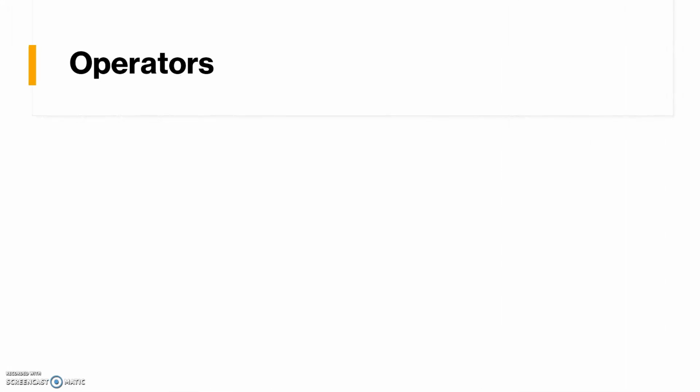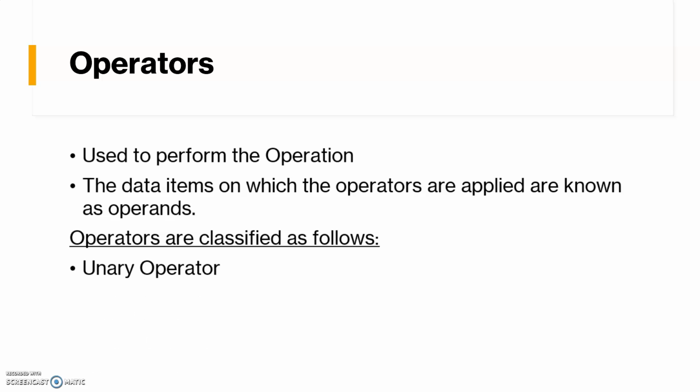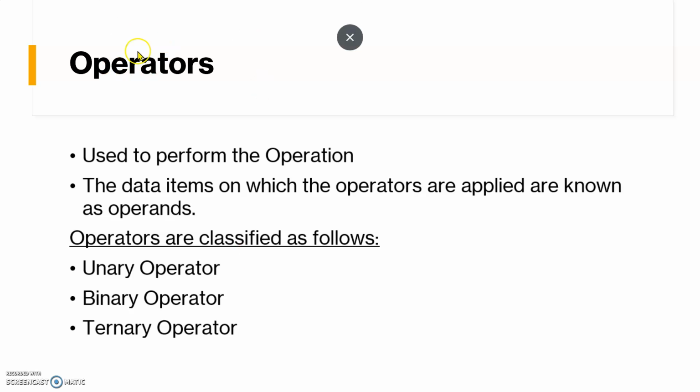The last type of C token is the operator. An operator is used to perform a particular operation. This operation is performed on some data items, and those data items are known as operands. Operators are normally classified into three types: unary operator, binary operator, and ternary operator. A unary operator is applied on only one data item, like positive and negative numbers if you want to represent them. A binary operator uses two data items, like addition and subtraction.